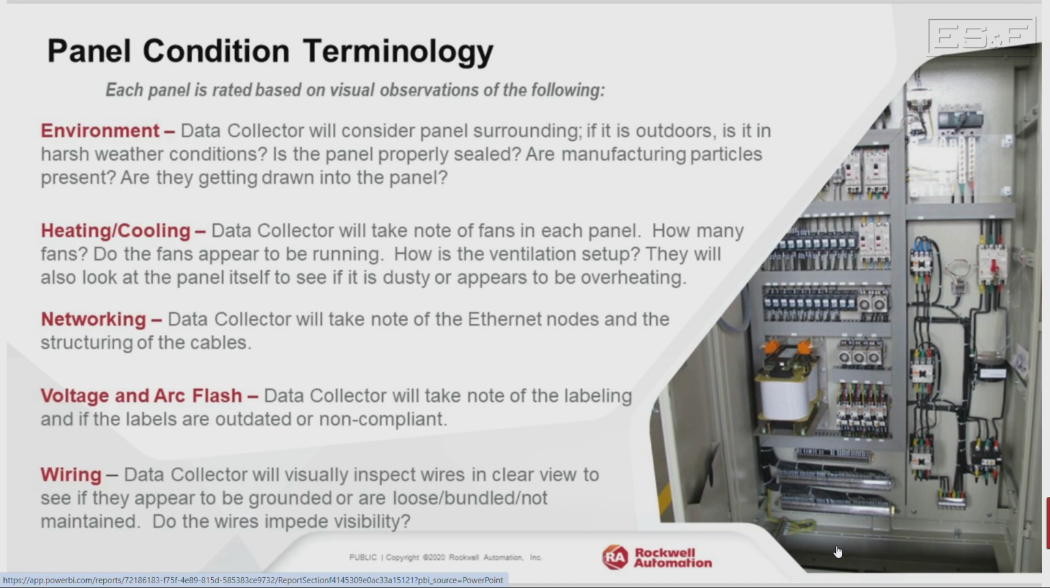While we're out collecting this data, it's a physical collection, we will take panel conditions, right? So what does the environment around the panel look like? What does the environment inside of the panel look like? There's fans there, are the fans clean, is it getting good airflow? Or is it really dusty and the fan can barely move, right? Networking, does everything look good with the structuring of the cables there? Voltage and arc flash, we look to see if arc flash labels are there. We make note of that if they're not and if they are. And then wiring, some wiring's really nice and tidy. Some wiring looks like a rat's nest. It happens. We just make note of that.